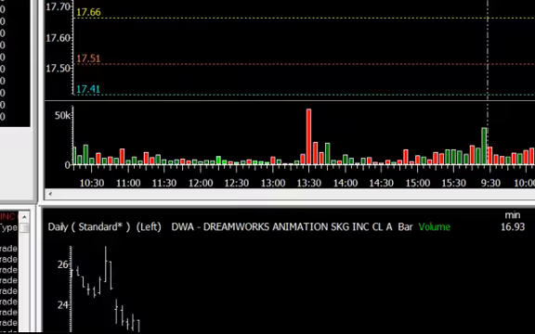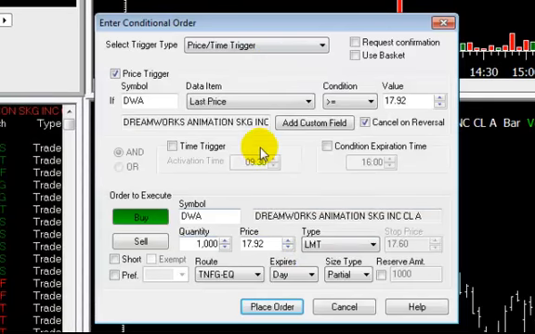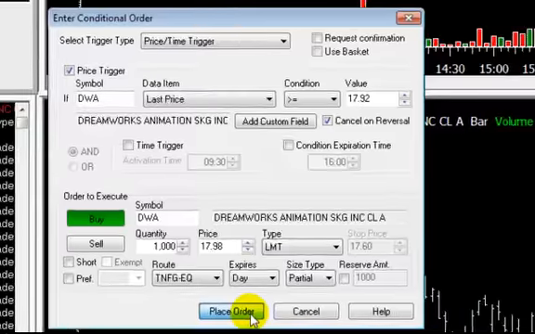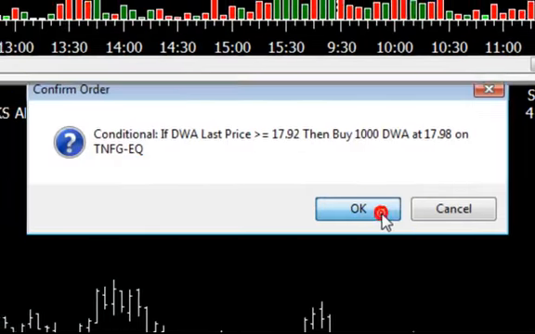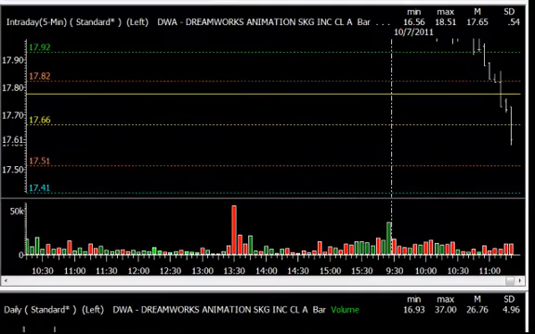DreamWorks ticks that 50% of the profit level at $17.66, and it is time for me to enter another conditional order, moving my stop to break even at $17.92 with allowable slippage up to about $17.98. Confirm the order, and at this point Realtick will take care of this portion of the trade. I'll have to change things if we manage to get down to $17.51 in intraday trading.